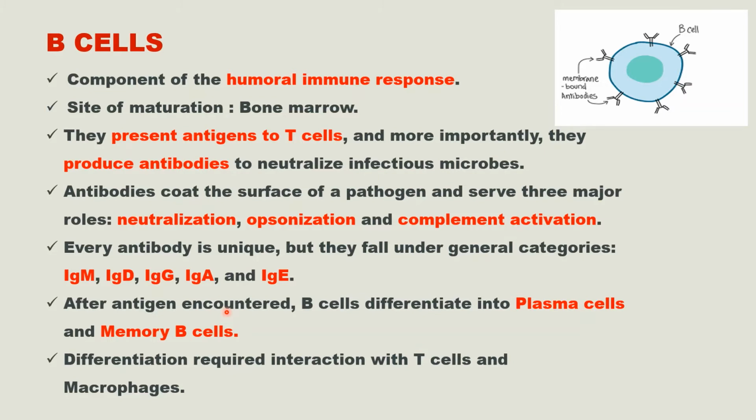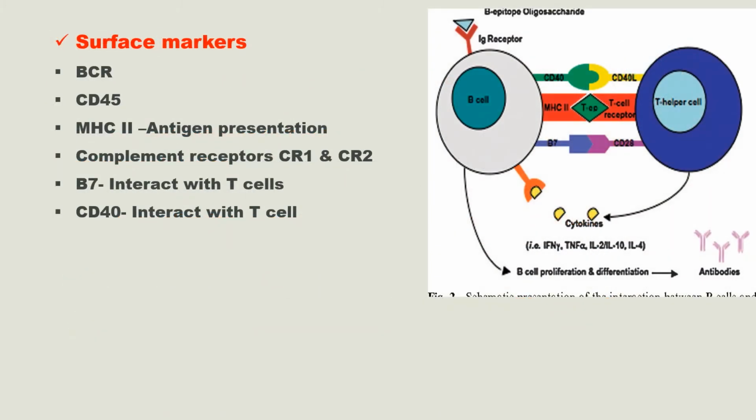Differentiation requires interaction with T cells and macrophages. But this differentiation of B cells requires the help of T cells and macrophages. Okay. Here in this picture you can see that this is a B cell and this is a T helper cell. I told you that B cells require the help of T helper cells for their activation.